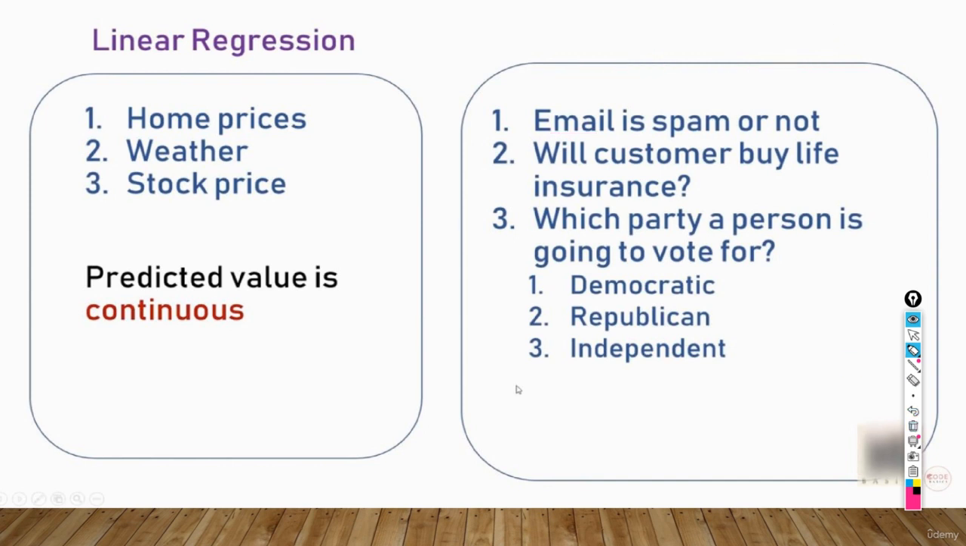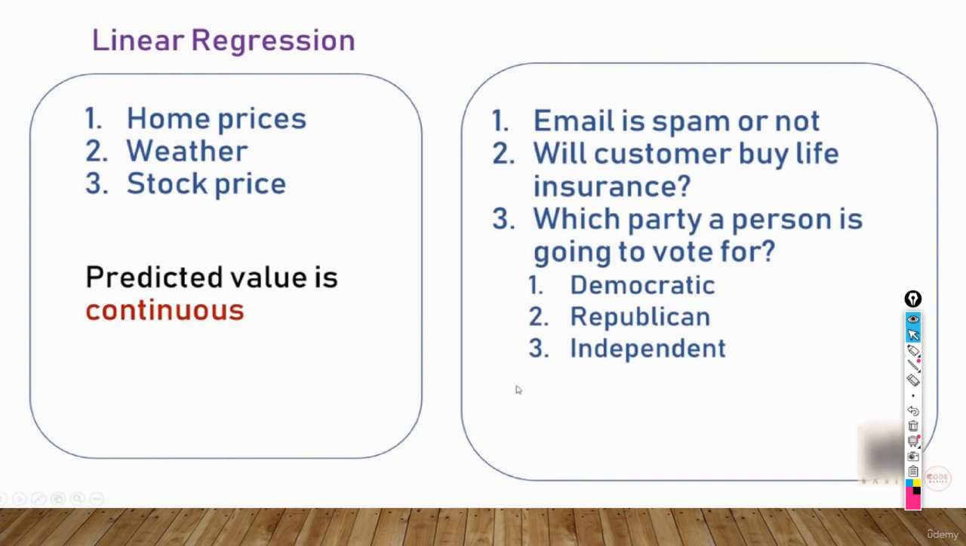Like in the second example, will a customer buy life insurance or not? Yes or no. If he will buy, then it is yes. If he doesn't buy, it is no. That means it is within a domain, within certain finite classes. The value that we are going to predict will be in a certain domain. If it is not bounded, then this is linear regression. If it is on some boundary, where we have to bound that predicted value, then it is a classification problem.